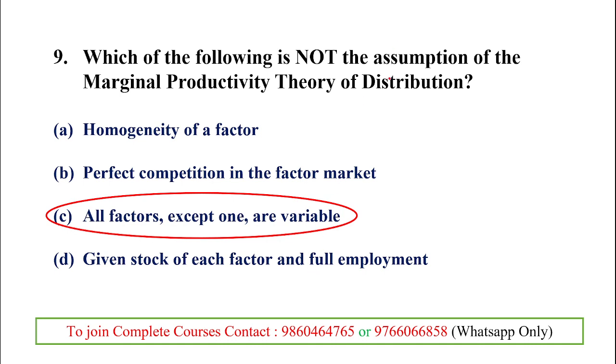This is such an assumption, but in real life it does not happen that we get the stock of each factor, and full employment is also not at all possible. But the assumption says that the given stock of each factor and full employment are possible, while the factors are not variable one at a time. Many factors are variable here because the marginal productivity theory of distribution was introduced for the long run.